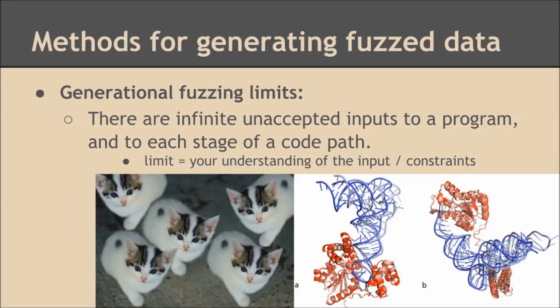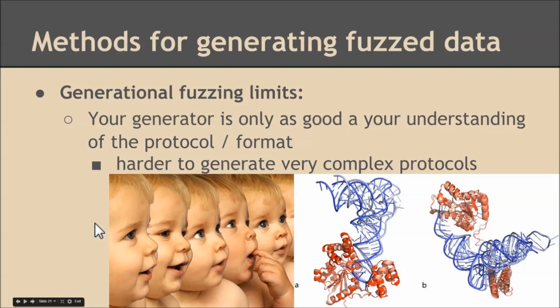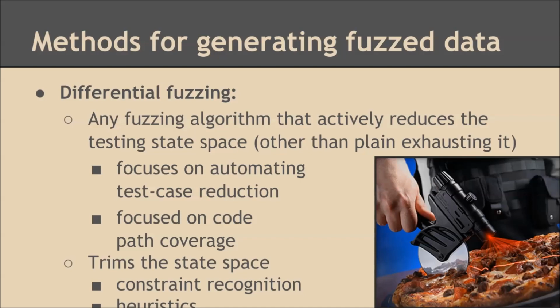So, it is important to note that for each input, there are infinite unaccepted inputs to that. And for each program, there are infinite unaccepted inputs to it. So, it's important to get it precisely right when you're doing generational fuzzing. Understand the spec. Perhaps you have to dig up the RFC and go straight from that. And so when I say the limit is really your understanding of the input and constraints, it really becomes much more difficult when you try to go from, for instance, growing cats in a test tube to growing Homo sapiens in a test tube, because they're obviously much more complex. So the more complex an input is to a program, the much harder time you're going to have building a generational fuzzer.